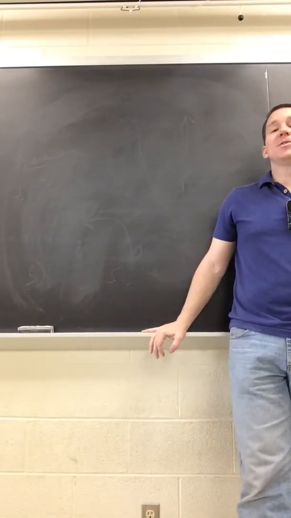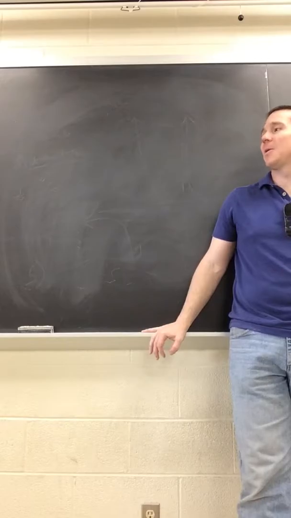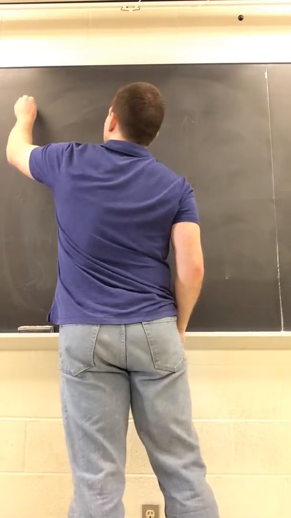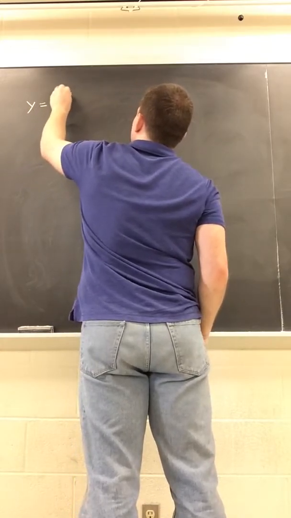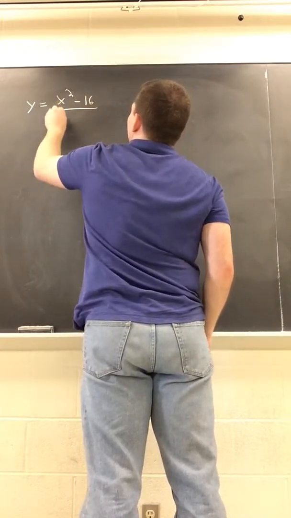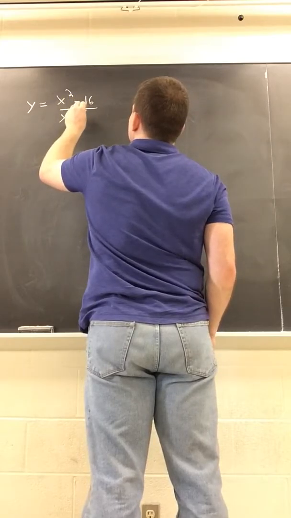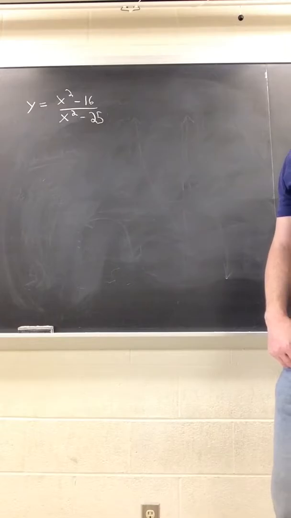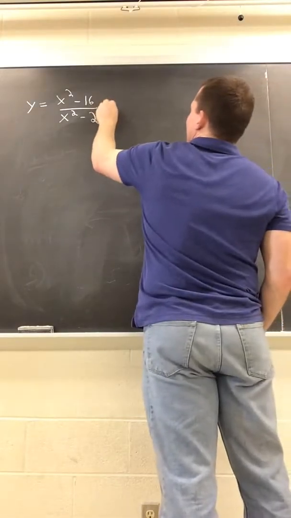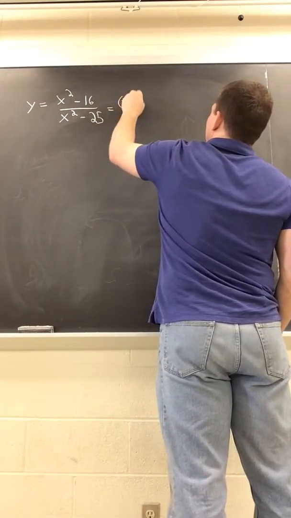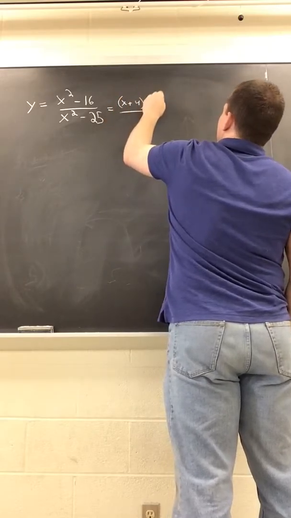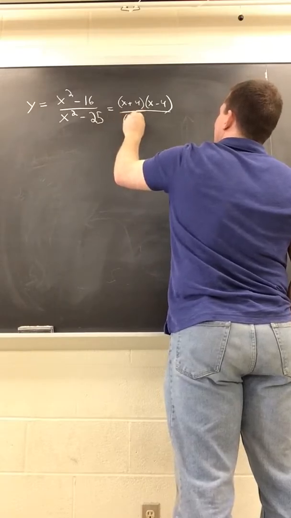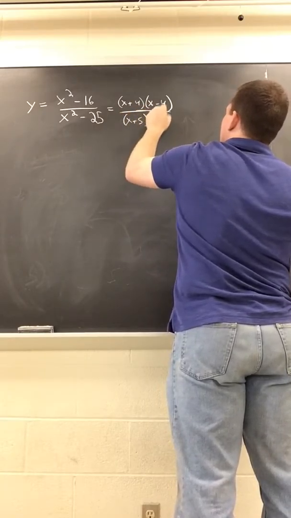Okay, now we're just going to do one or two examples of the rational functions we were graphing in the last video, just in case you need more practice on them. So we'll do this one. Y equals x squared minus 16 all over x squared minus 25. So first, factor it all out. I get x plus 4, x minus 4 on top. On bottom, x plus 5, x minus 5.